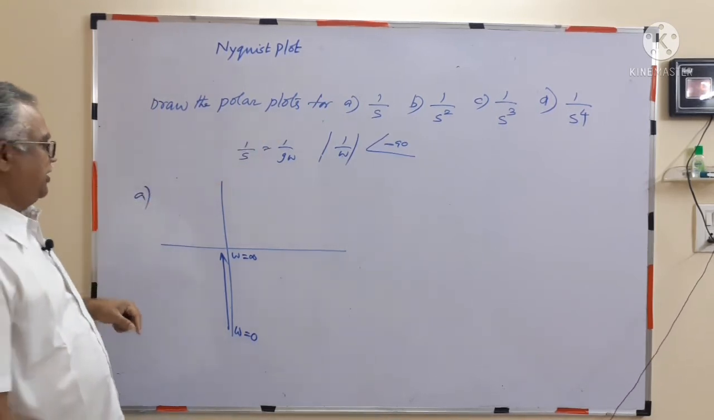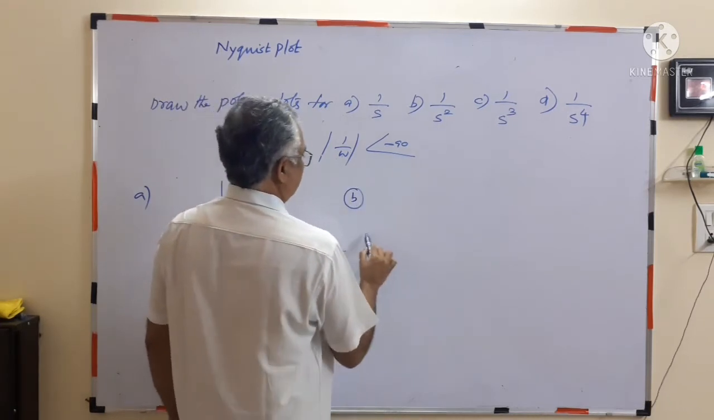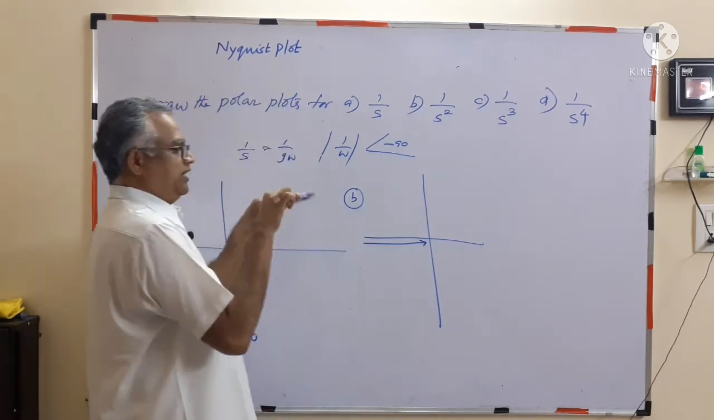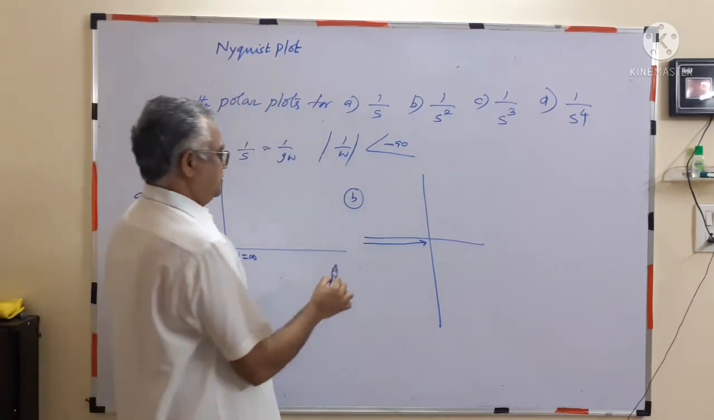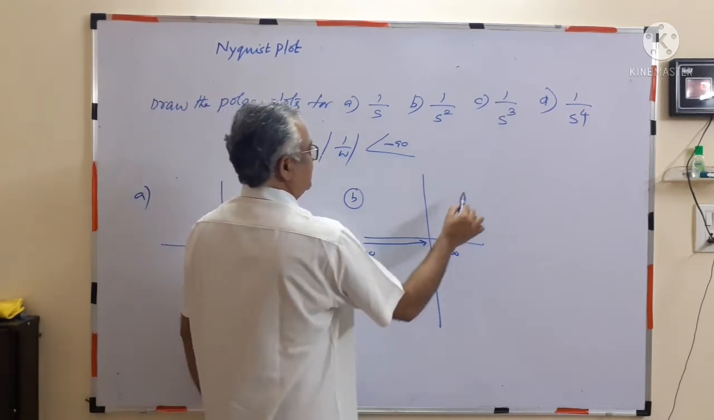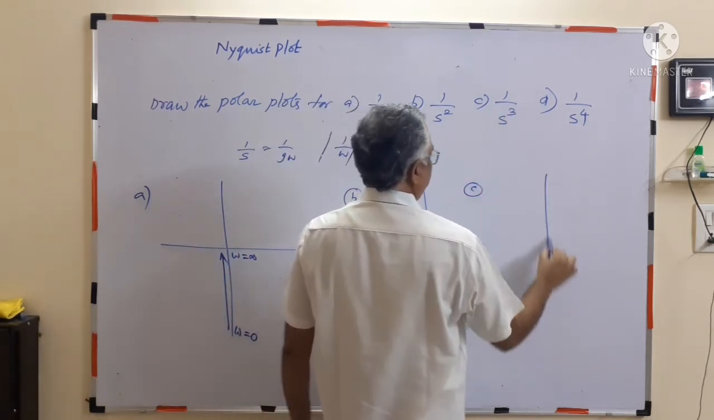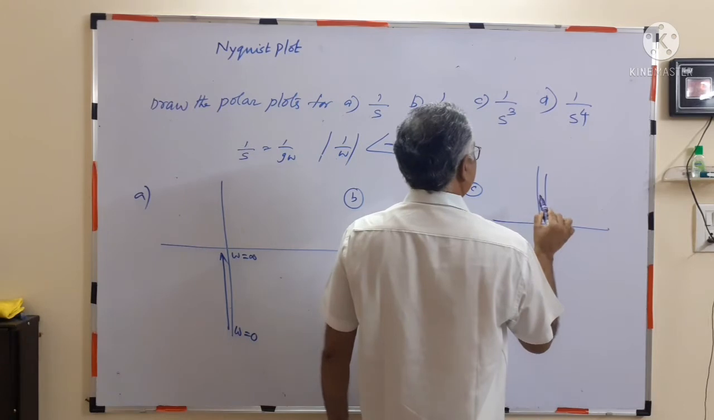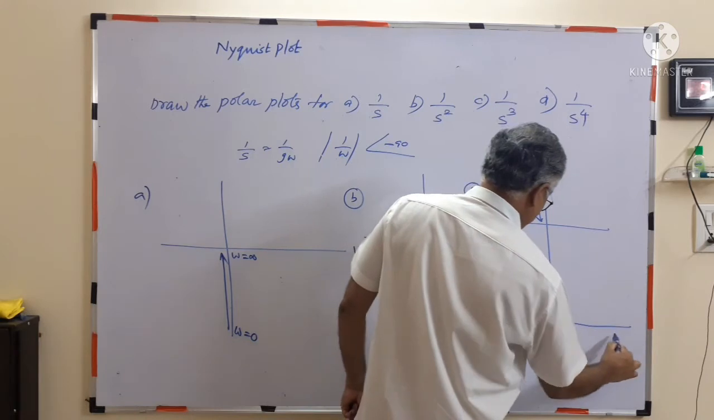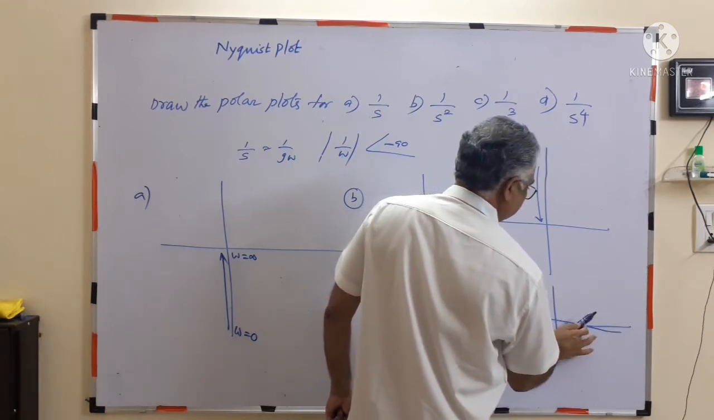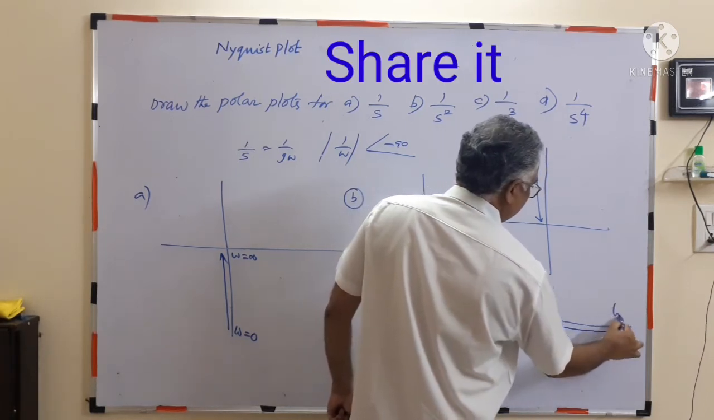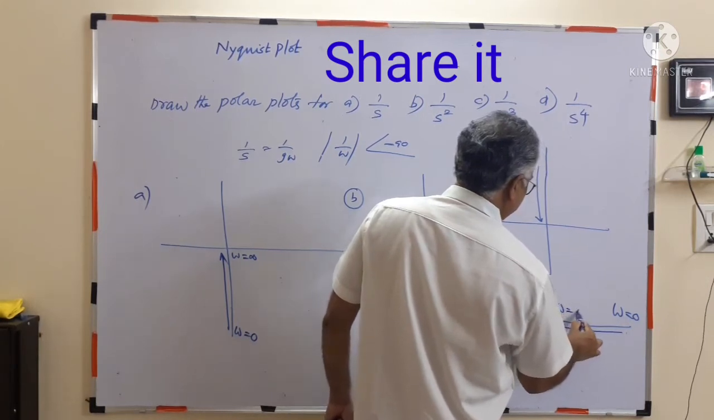If it is 1 by s square, it will be like this. Every s will give an angle of 90 degrees. So again this is omega equal to 0, omega equal to infinite. Then 1 by s power 3, that's all. Then 1 by s power 4 is this. Omega equal to 0, omega equal to infinite.